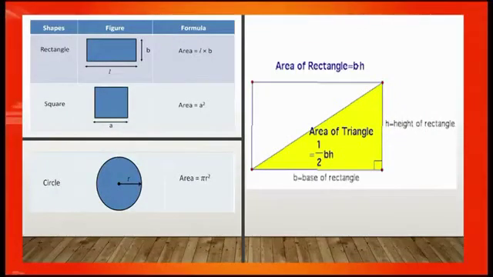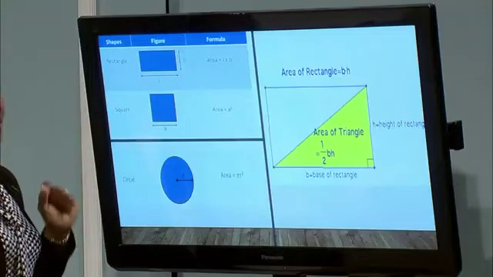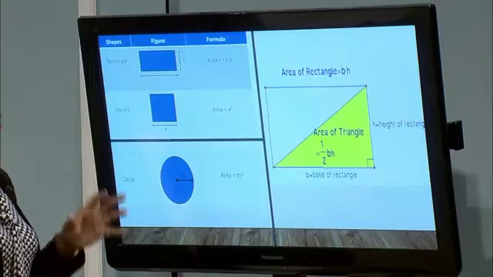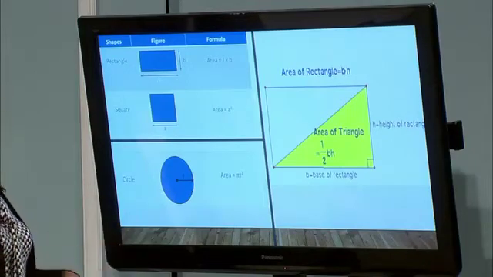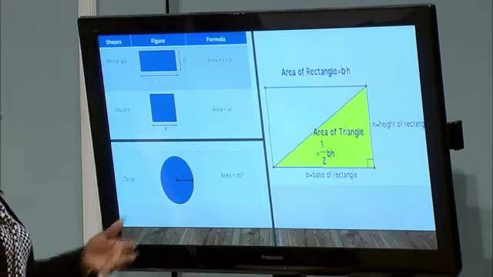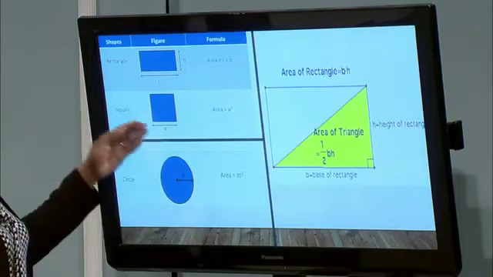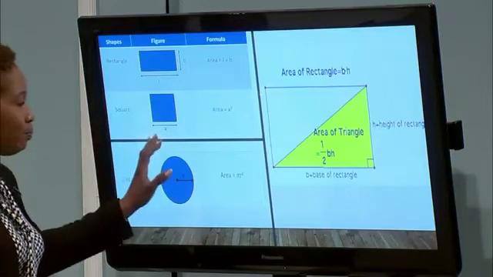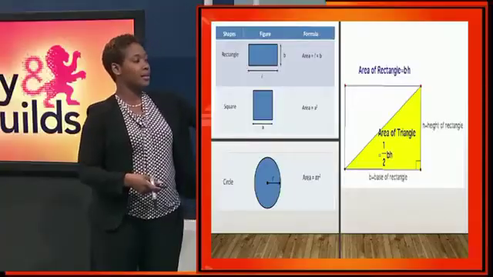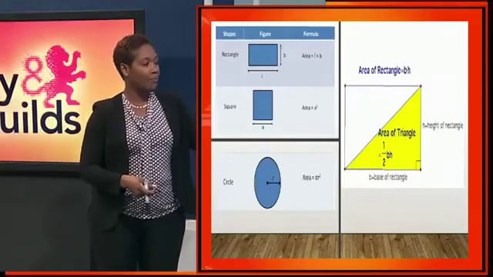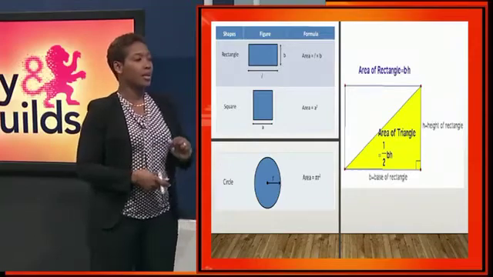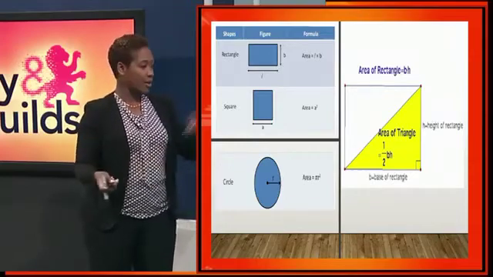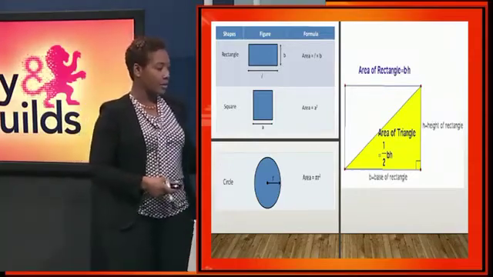All right, so for the square, you know that a square is unique because all sides are equal. However, it has a similar dimension to the rectangle. So you're multiplying the length times the length, or base times height. They're all the same, so you can just square it. So the area of a square is a squared. In this instance here, we're using a to denote the side.